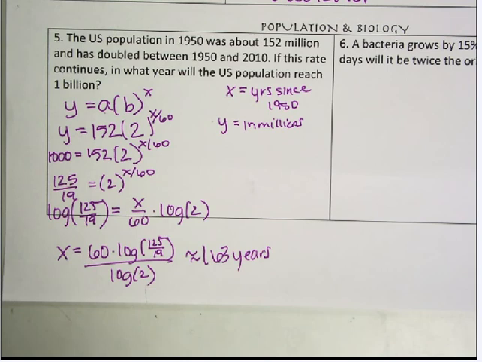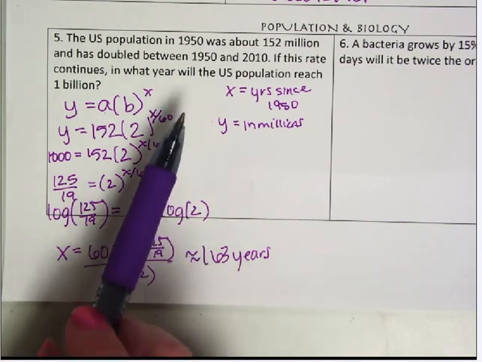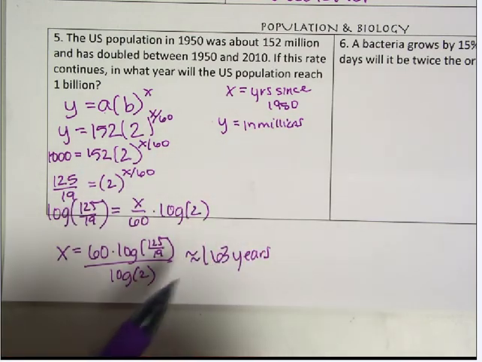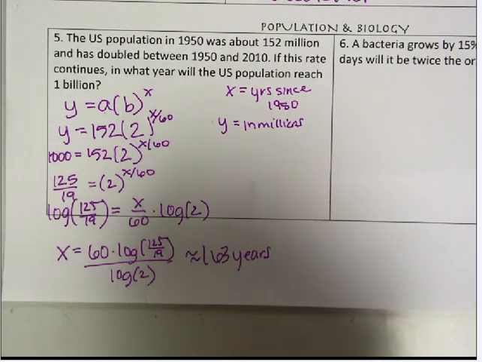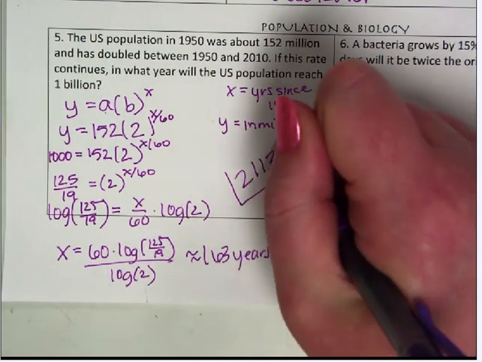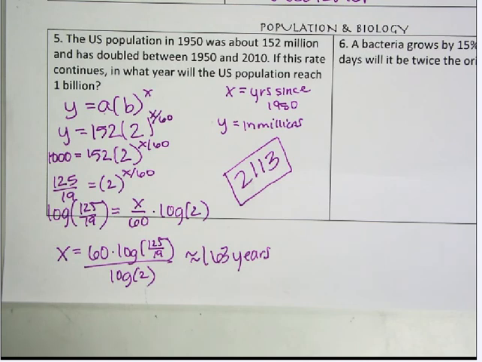Okay, so is it 163 years from today, like 2019? It's not, right? We had said X is the year since 1950. So if we did 1950 plus 163 years, we would get the year 2113. So give it about, what, 95, 96 years? And we'll get there. Gosh, I hope we don't get to 1 billion in the US.